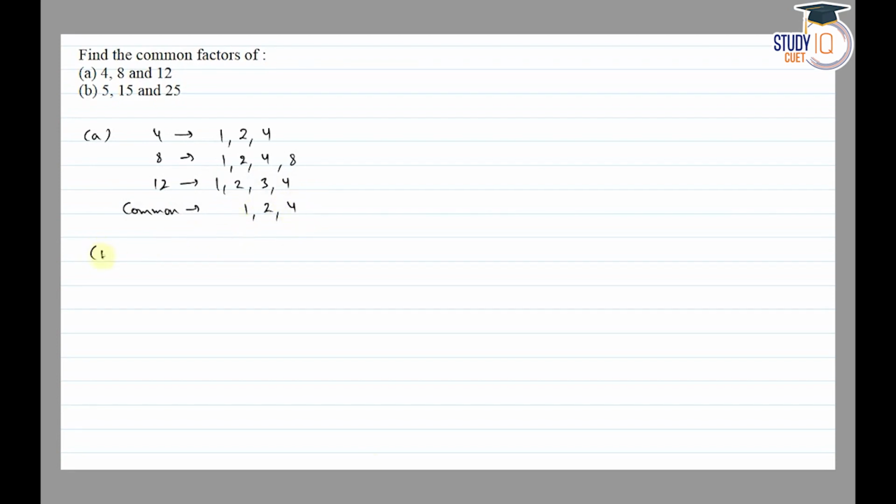For part B, factors of 5, 1, 5. Factors of 15, 1, 3 and 15. Factors of 25, 1, 5, 25. So common factors हो जाएंगे हमारे पास 1 and 5.